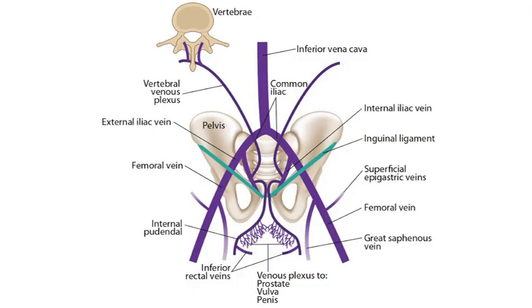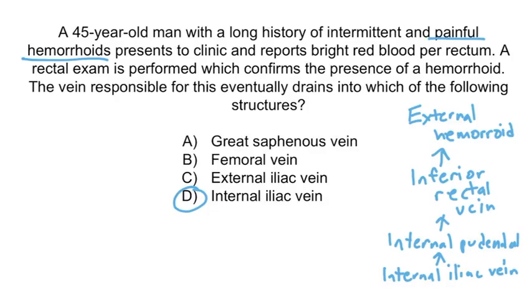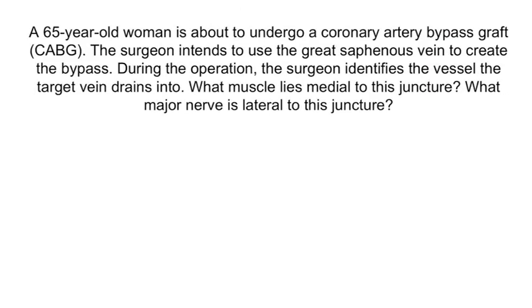Going back to this image, we can clearly see that the inferior rectal veins drain into the internal pudendal veins, which drain into the internal iliac veins. So obviously the inferior rectal veins don't directly drain into the internal iliac veins, but they do ultimately. So given the options, only D makes sense. Now let's do one last question.